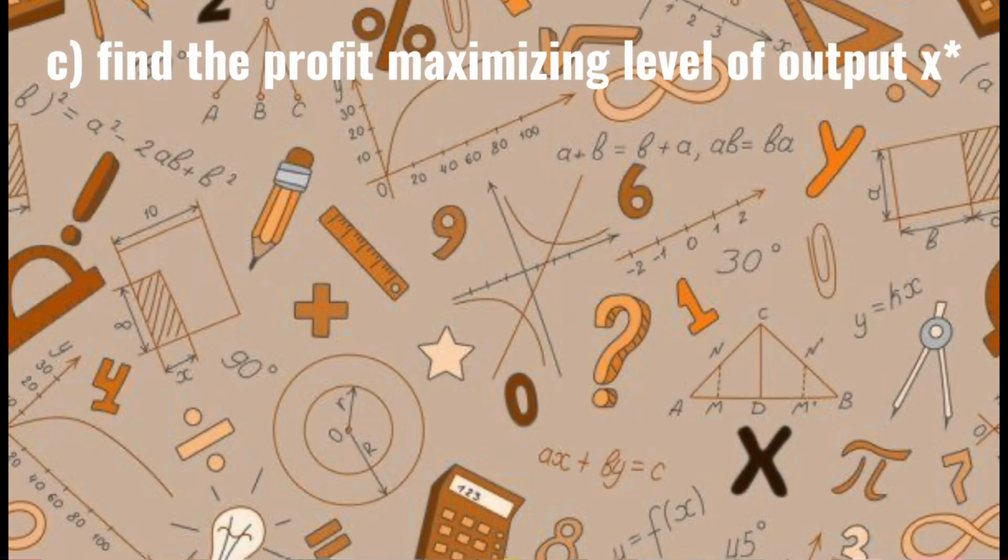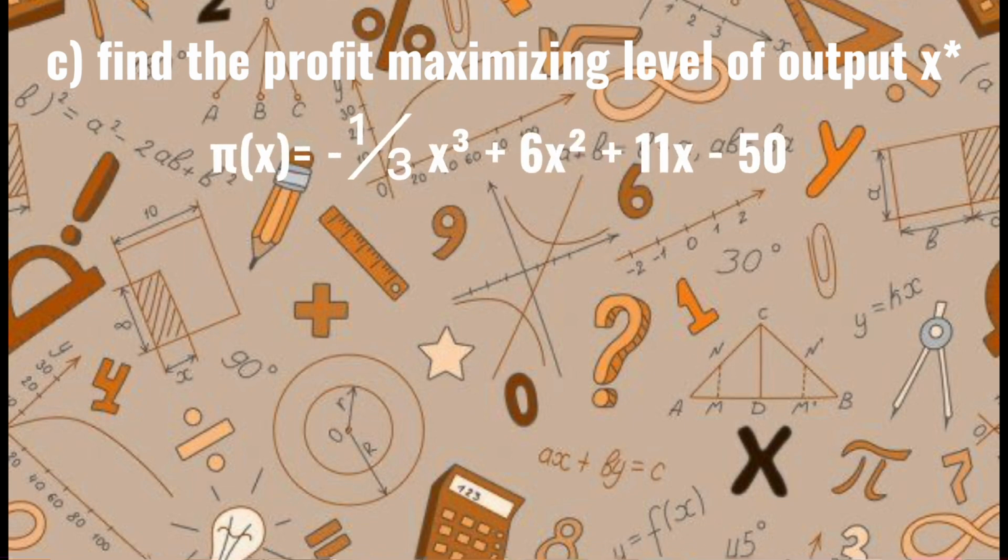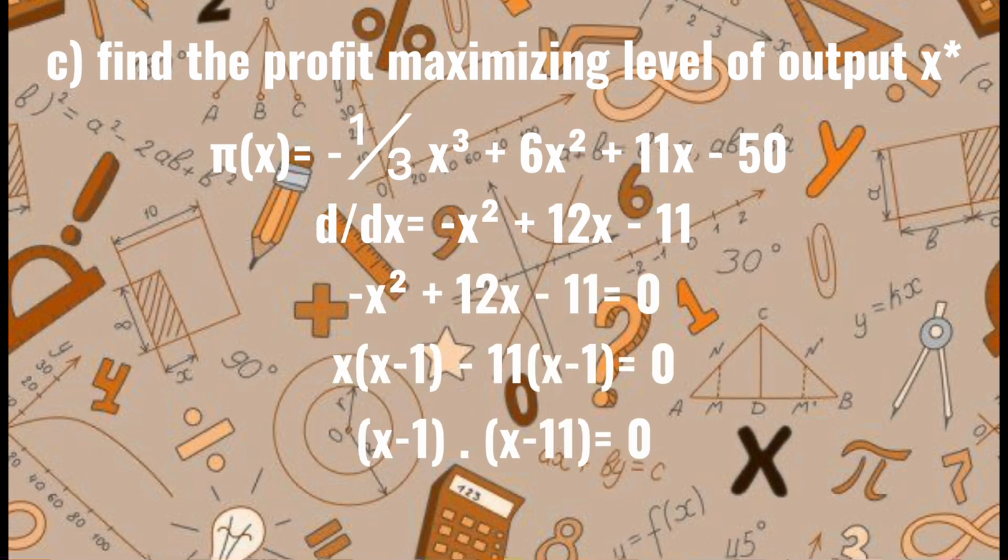For question C, we need to find the profit maximizing level of output x. So we use our profit function which we already got in question B, and we just need to apply dy/dx, and we will get the answer, which is negative x squared plus 12x minus 11. After we get the answer for dy/dx, we need to factorize the equation. We make sure that the equation is equal to 0, and after that we will get two answers for x, which are 1 and 11. As you can see, 11 is a much bigger number than 1, so we can assume that our profit maximizing level of output x is equal to 11.